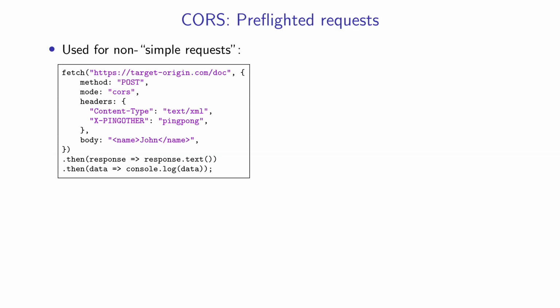So, CORS preflighted requests are used for non-simple requests, and here is an example of such a request. This request is non-simple because it sets a non-standard header, X-Ping-Other, and a non-standard content type value, text/xml. Before the browser can send this kind of request, it first needs to check if the target origin allows it, and this is done using a preflight request.